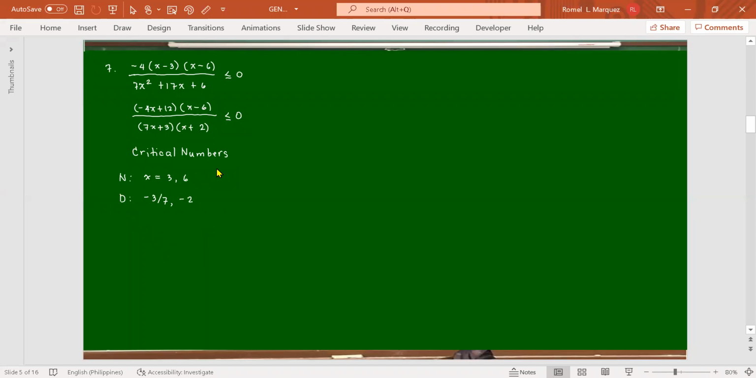So, and then after that, what am I going to consider as parts of the solution? Do we have to consider this 3 and 6 as parts? Yes, no? And the denominator, of course, never. Okay? Then we now have to prepare the sign chart table.